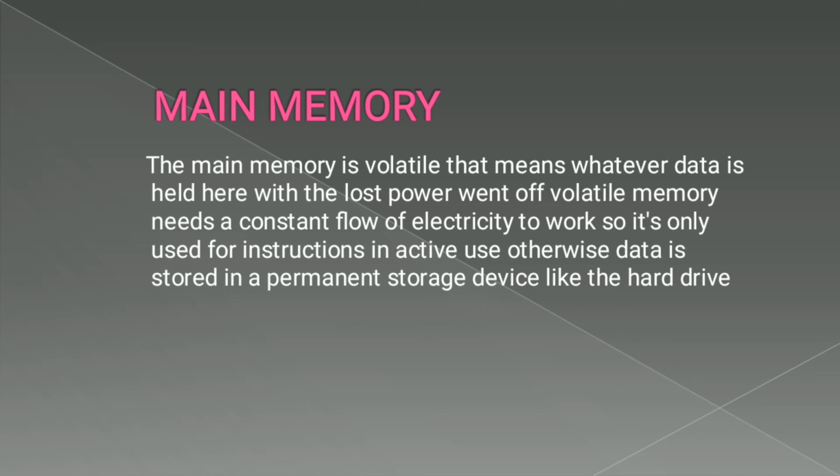Main memory. The main memory is volatile. That means whatever data is there is lost when the power is lost. Volatile memory needs a constant flow of electricity to work, so it's only used for instructions in active use. Otherwise, data is stored in a permanent storage device like the hard drive.